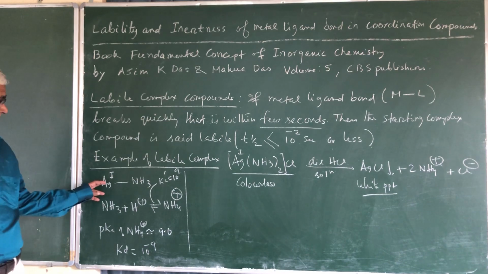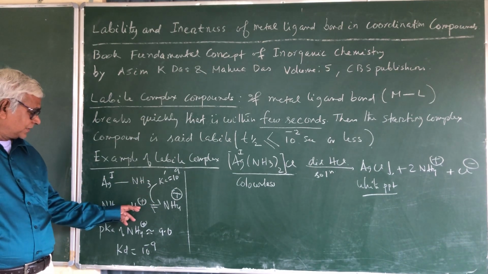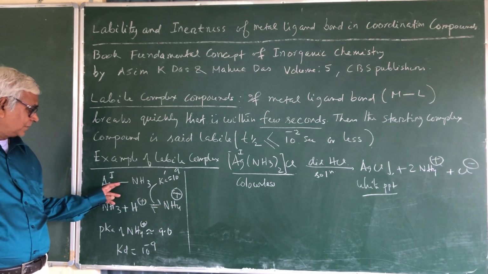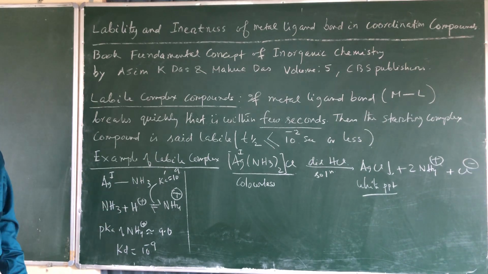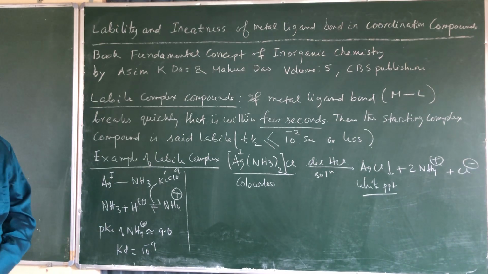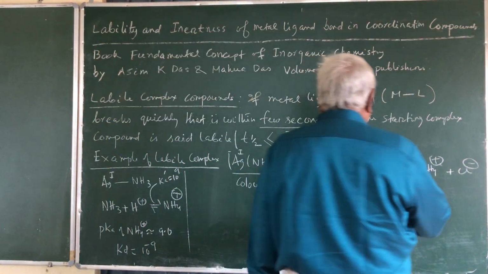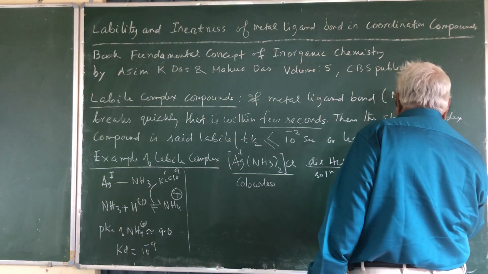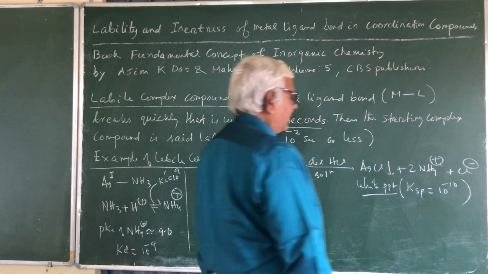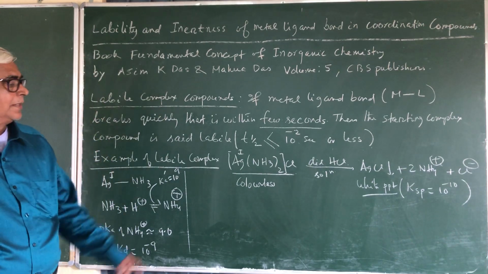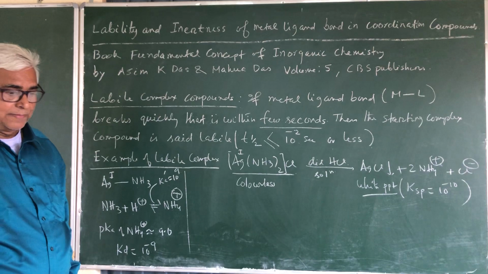If you compare the silver ion ammonia bond and the ammonia H plus bond, the ammonia H plus bond will be stronger. Therefore, ammonia leaves silver ion. As a result, silver chloride gets precipitated. Why does silver chloride get precipitated? Because the solubility product of silver chloride is 10 to the power minus 10 at 25 degrees, which is very low. Therefore, immediately silver chloride will be getting precipitated.